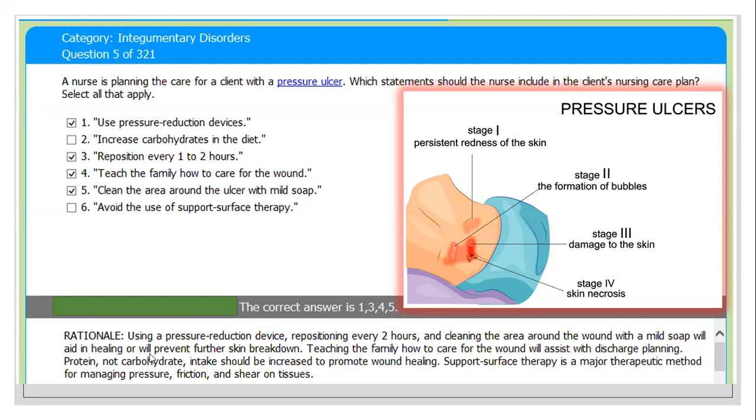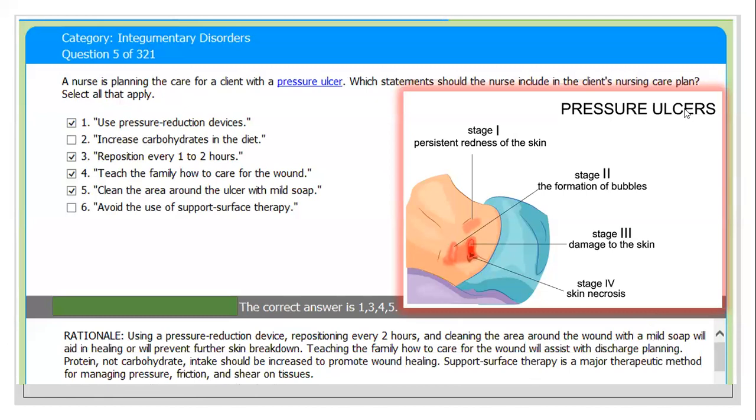These will aid in healing and prevent further skin breakdown. And teaching the family how to care for the wound will assist with discharge planning. Protein, not carbohydrate, intake should increase to promote wound healing. Support surface therapy is a major therapeutic method for managing pressure ulcers, right?